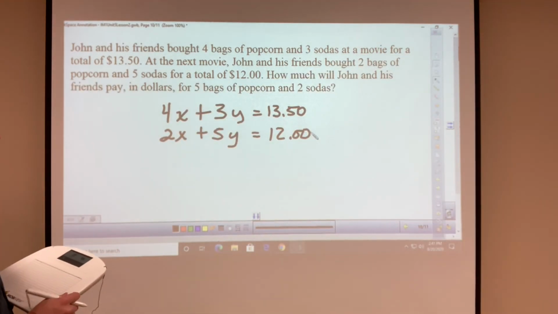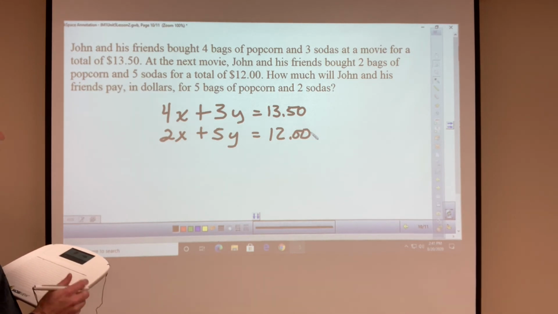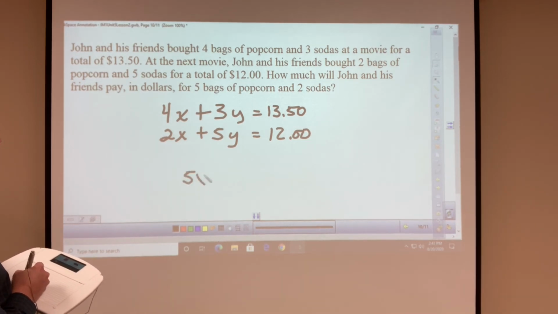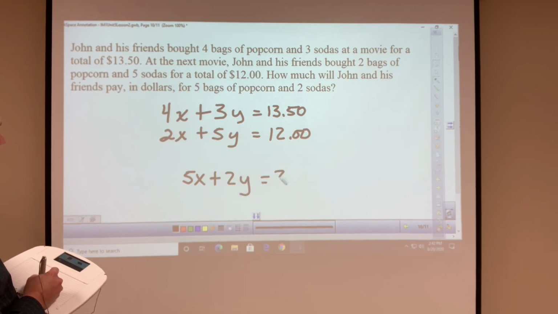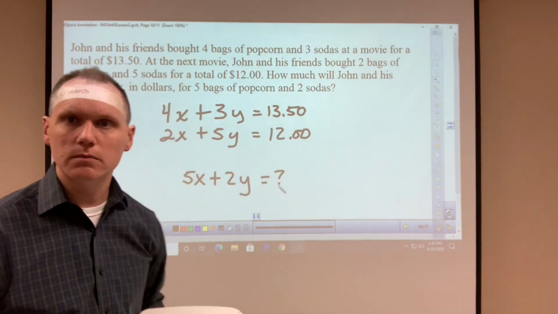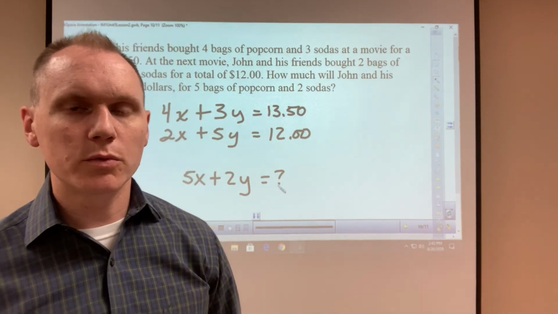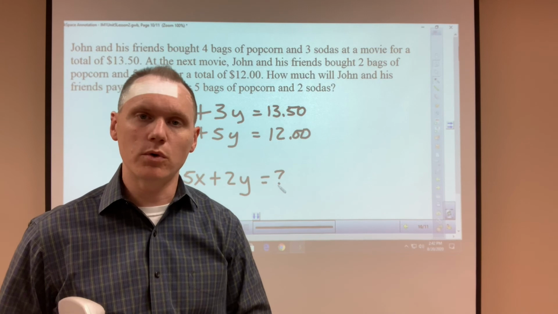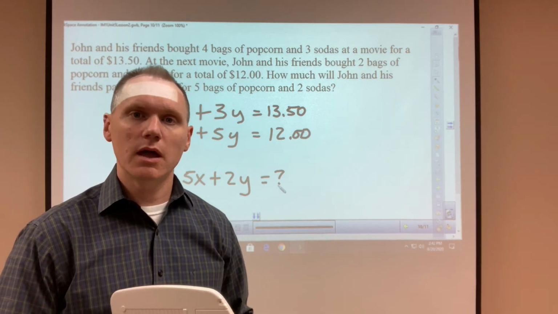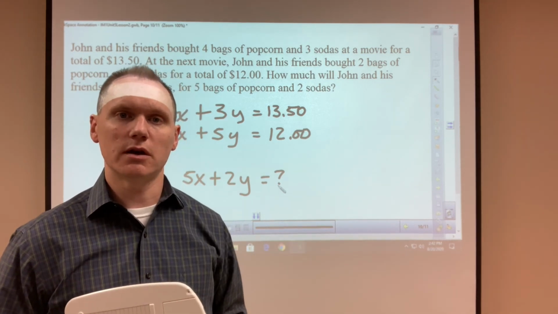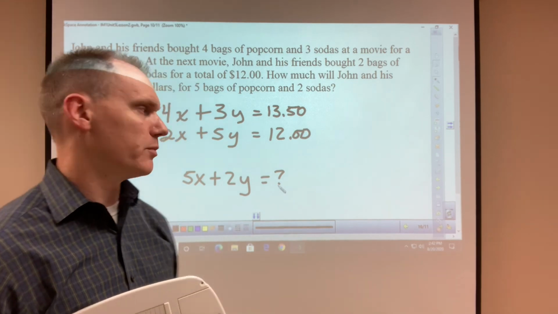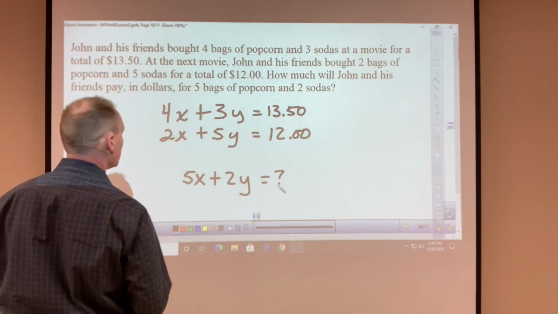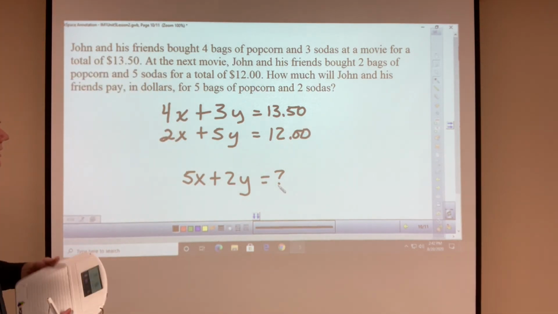So it says, how much will John and his friends pay in dollars for 5 bags of popcorn? So 5X plus 2 sodas. How much is that? That's what we want to know. So there are multiple ways to do this, but probably the best way is just to find out how much is 1 bag of popcorn and how much is 1 soda, and then we can substitute those in there and see how much 5 bags of popcorn and 2 sodas are. So let's go ahead and graph these two and see what we get.